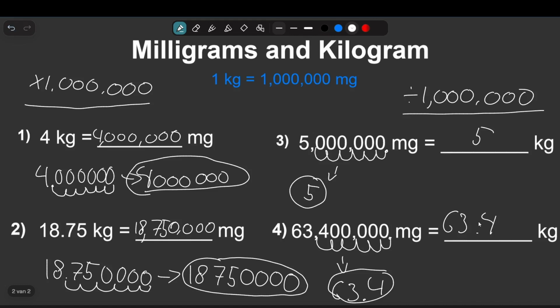So this is basically how to convert milligrams to kilograms and kilograms to milligrams by using this simple method. So don't forget this rule. If you just remember this rule and utilize it right, you can fly through these problems in no time. So this was basically the video.